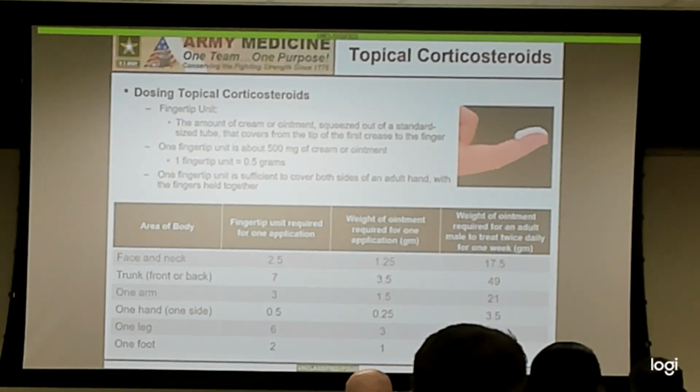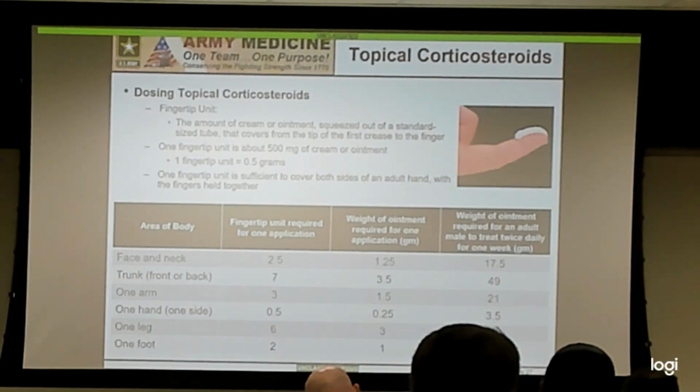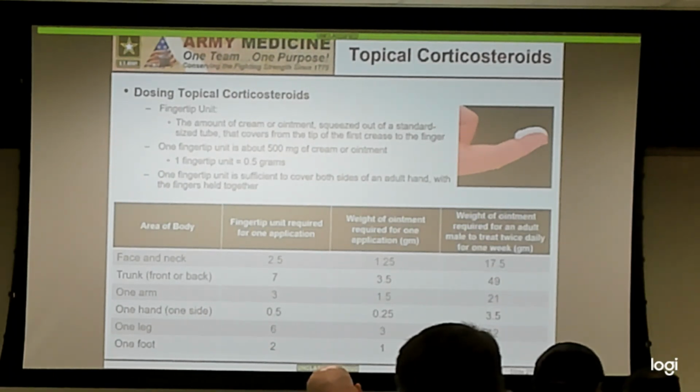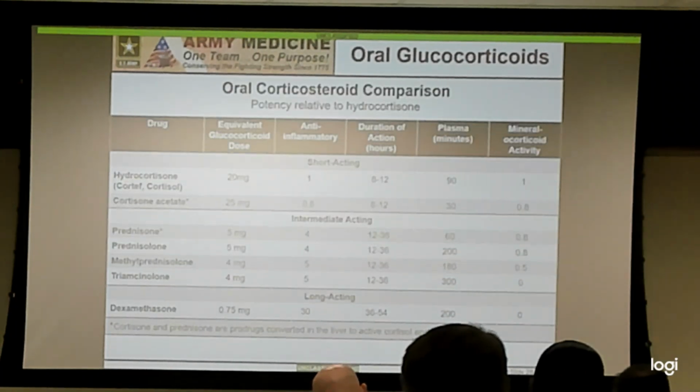This measurement, because there's no actual card for it, again, it's very loose. So I don't like it. I don't like it being loose. So all I need you to know from here is one fingertip is about 0.5 grams. That's all I need you to know. Go back to that later when you have your patients in front of you.